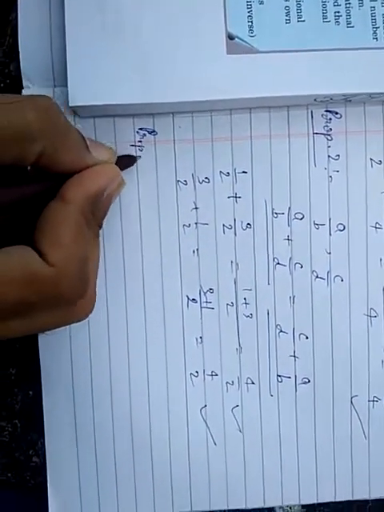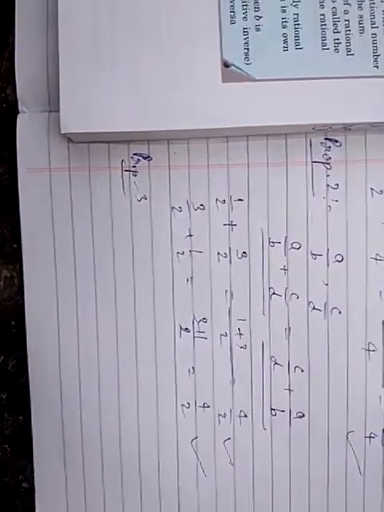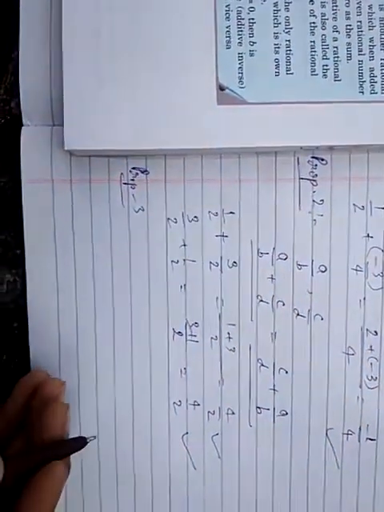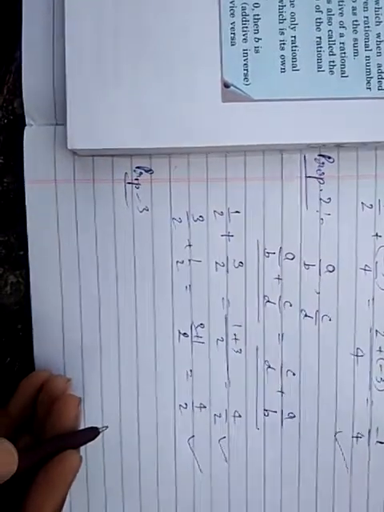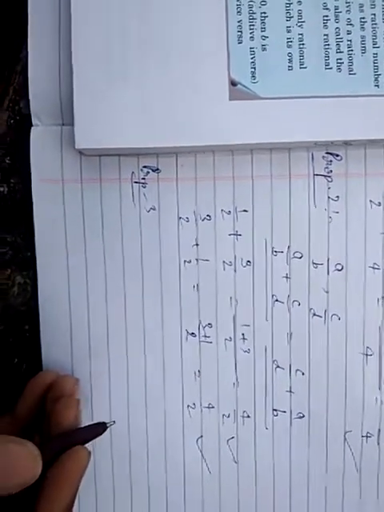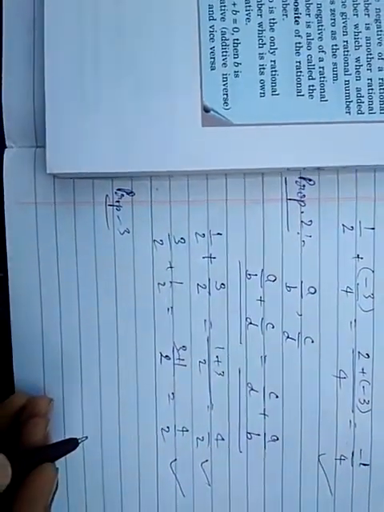Third property: while adding three or more rational numbers, they can be grouped in any order. That means when we add three or more rational numbers, they can be grouped in any order.